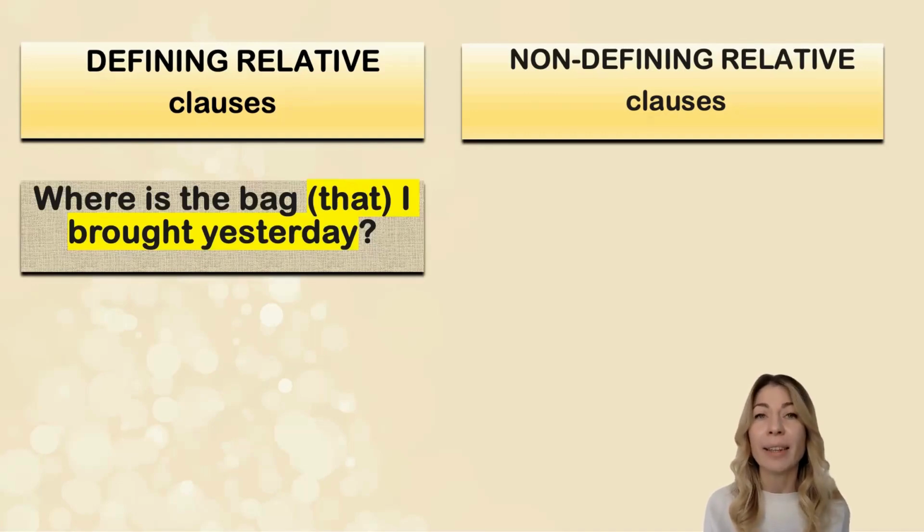They define the person or the thing in the main clause. Where is the bag I brought yesterday? You can see if I'm just asking, where is the bag? It's not really clear which bag I'm referring to. That's why we are not using commas in written forms. And we cannot actually omit this information.